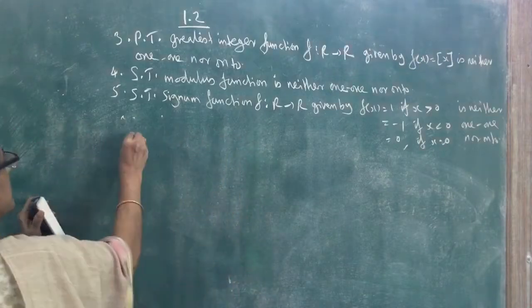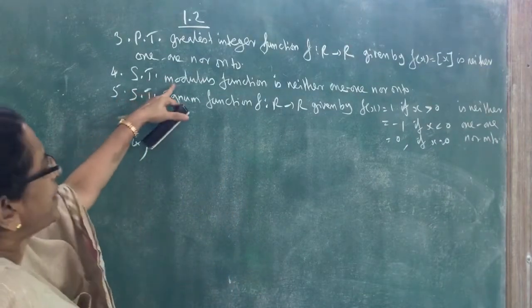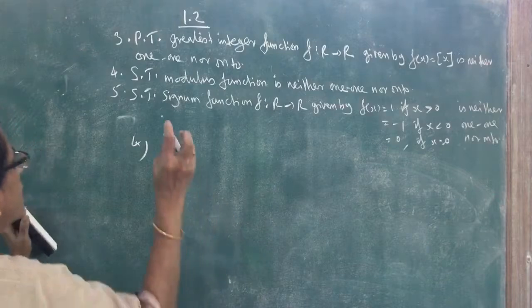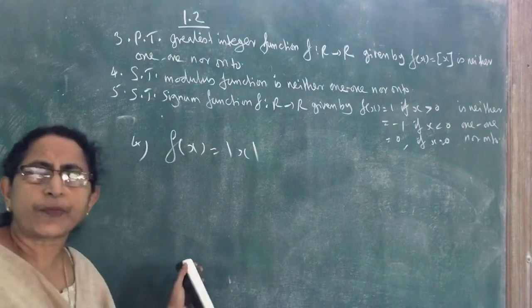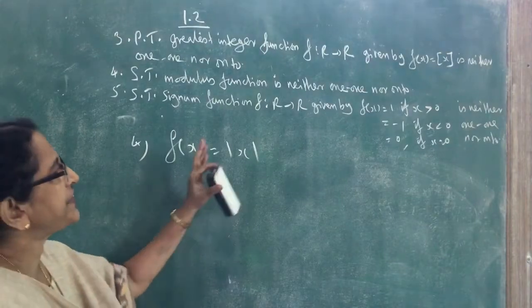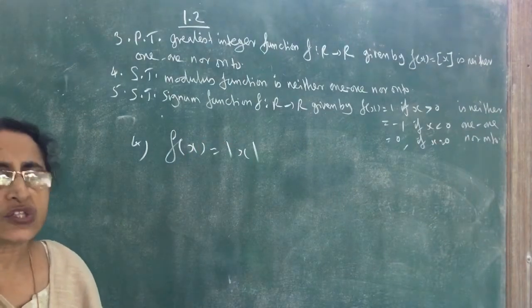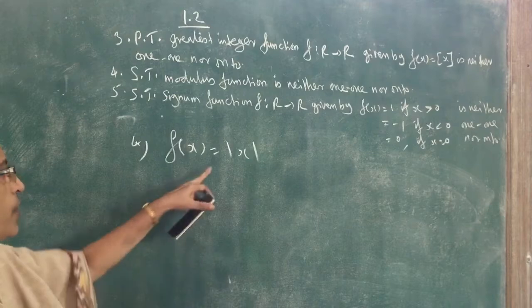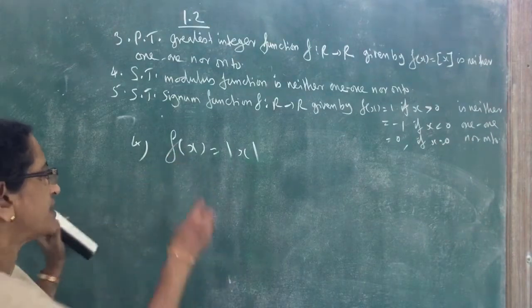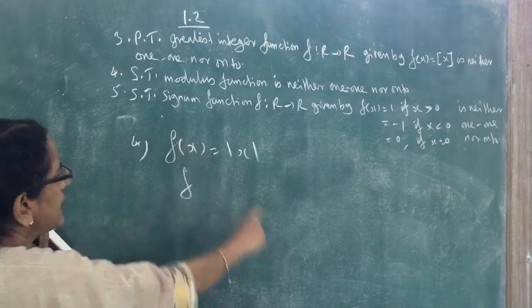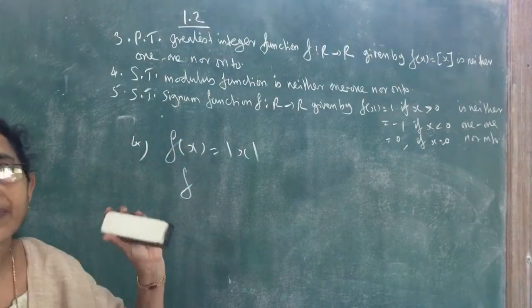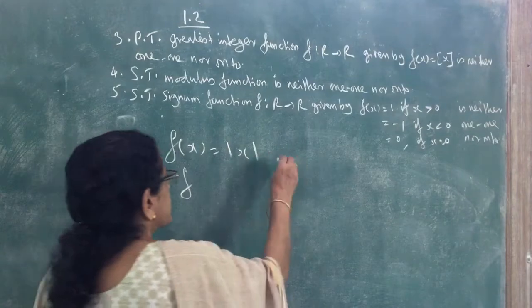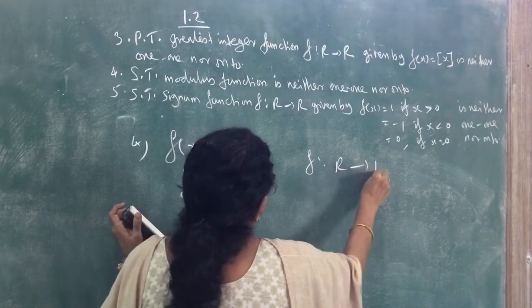Now the fourth one. Show that the modulus function is neither one-one nor onto. We know what the modulus function is: f of x equal to modulus x. We have to prove that it is neither one-one nor onto, so we can show it with an example. If you consider modulus x, it is a function whose domain and range are both real numbers, so it is a function from R to R.